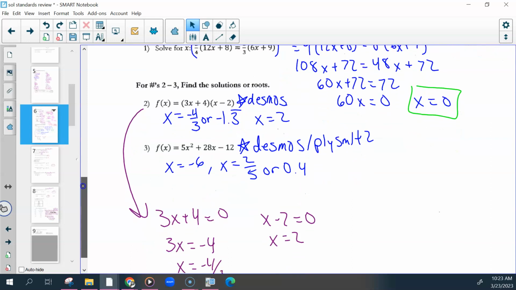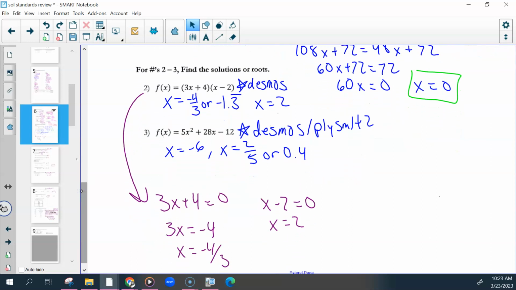Number 2, the answers were x equals -4/3 and x equals 2. 3, the answers were x equals -6 and x equals 2/5.